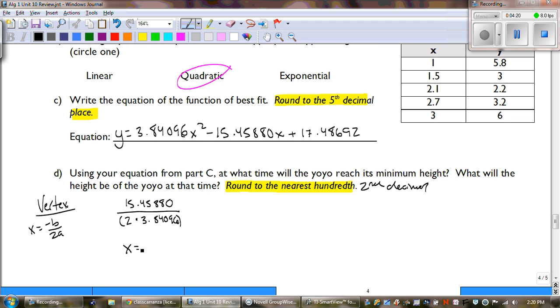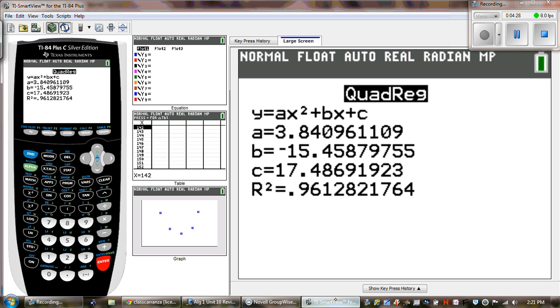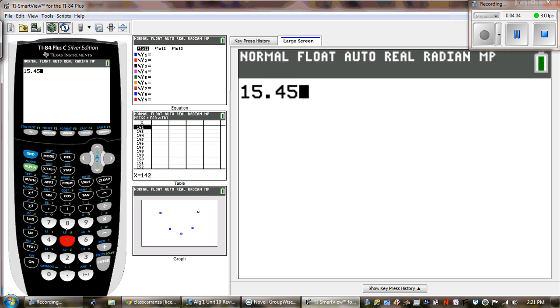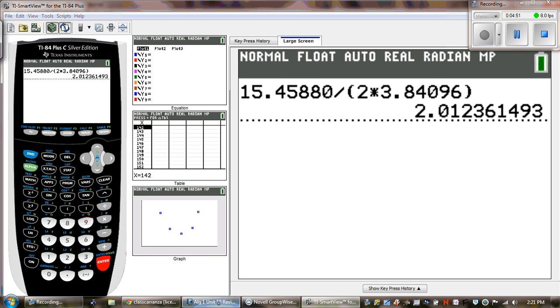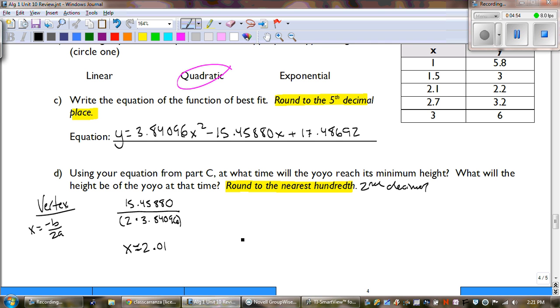And we get that x equals, did you get 2.01? That's rounded, so let's double check that real quick. You're dividing that by 2 times 3.84096. Yeah, that's what I got too. That's a relief. Okay, so now after we take this in, we have to plug it in.